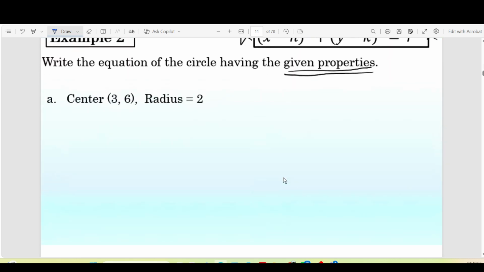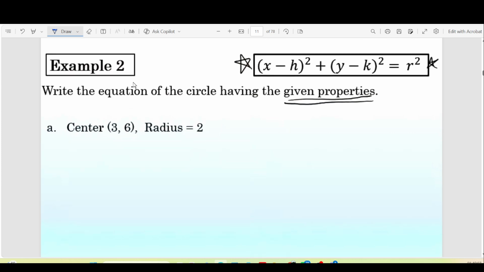So now we have a given center and radius and we have to write the equation. This is the standard equation of a circle and we know that h and k are the center, and r represents the radius. So we just plug these values in and we'll get the equation. Can you tell me the equation? The equation is (x − 3)² + (y − 6)² = 4. Yes, absolutely correct.